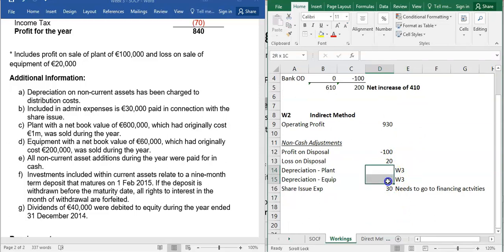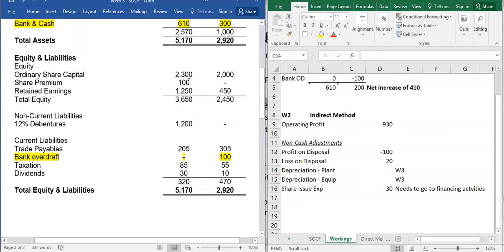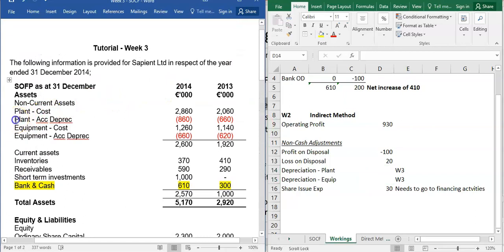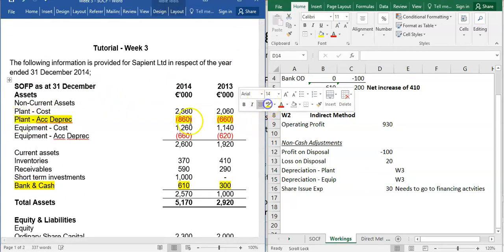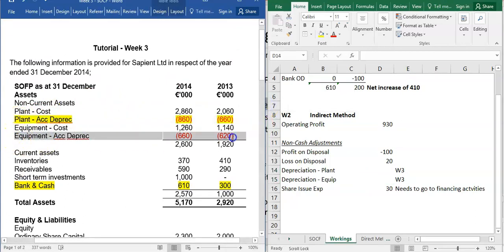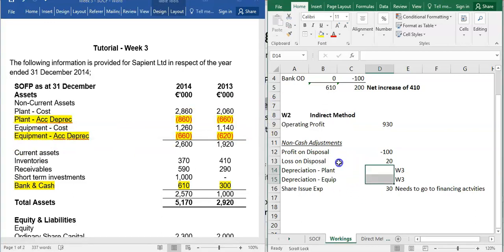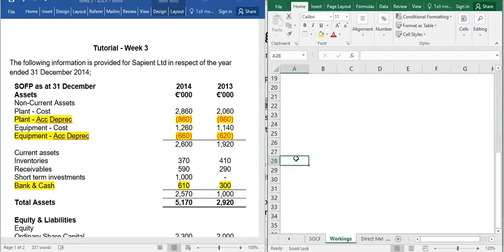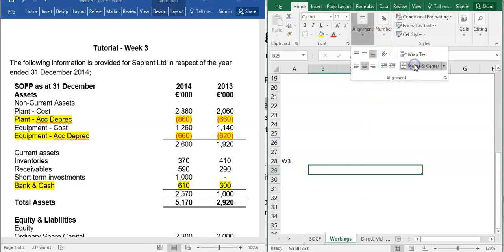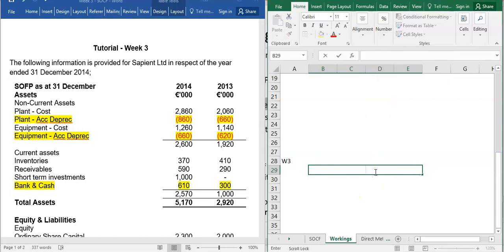Our problem is now we don't know what the depreciation charged for the year is. However, generally, when the question gives you accumulated depreciation lines, they're going to expect you to calculate depreciation for yourself. So if we come down a couple of lines, we're going to do working 3, and we're going to look at accumulated depreciation, for plant initially.